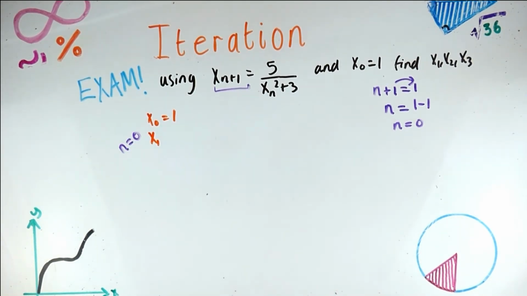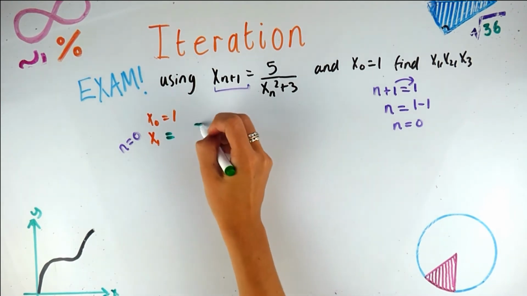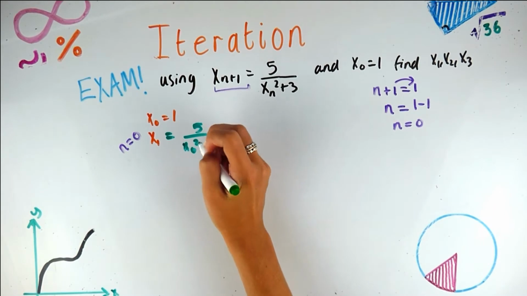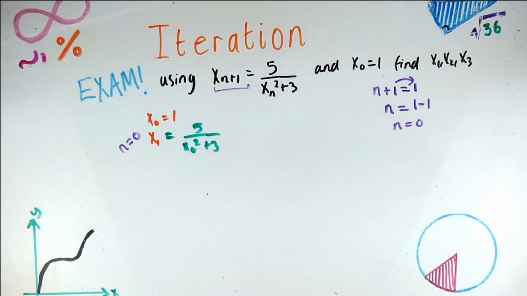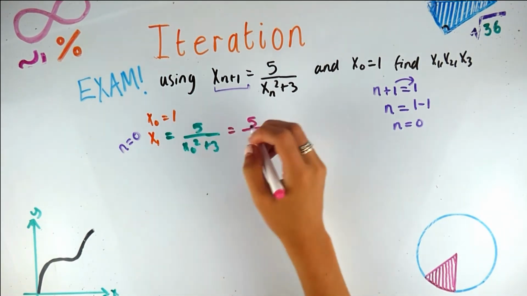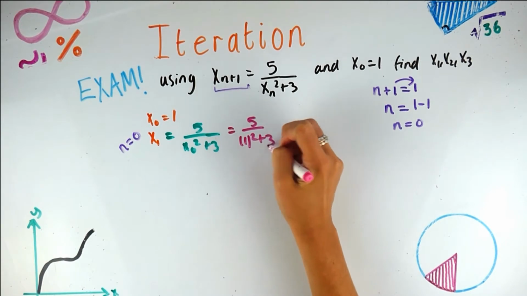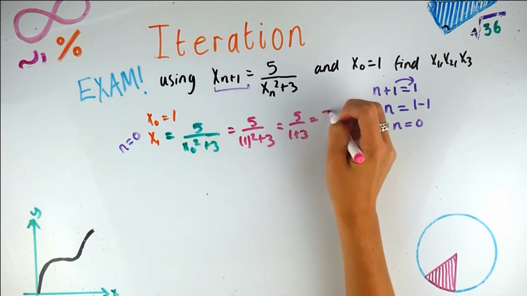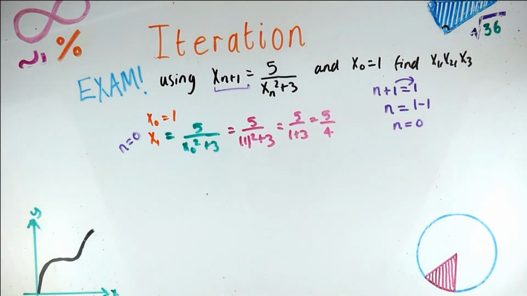So if we substitute that into our equation, we have 5 over x0 squared plus 3. And we've been given x0, so we can keep going. So we have 5 over 1 squared plus 3. So that is 5 divided by 1 plus 3, which is 5 over 4. Okay, so we found x1.